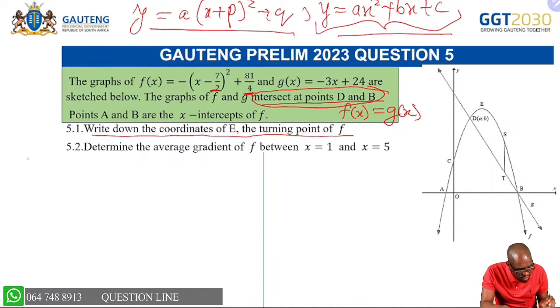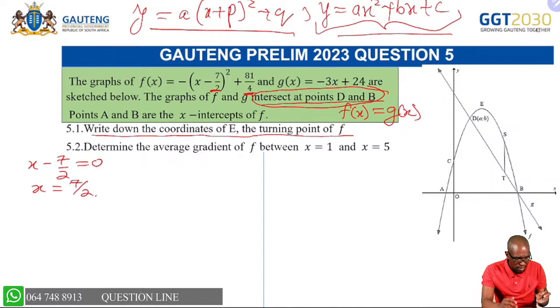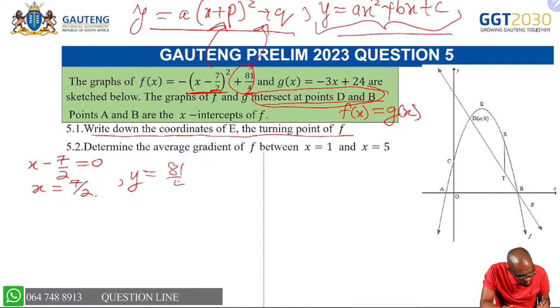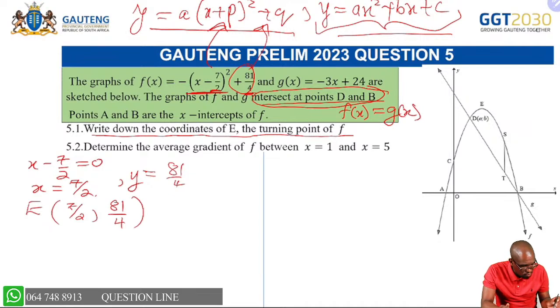So you can see that in the equation, x minus 7 over 2 is equal to 0. So x is equal to 7 over 2. That is your axis of symmetry. By just taking this and equating it to 0, y would be equal to that, because that is the form it takes. So you'd have that y is 81 over 4. So the coordinates of your turning point, E, would have an abscissa of 7 over 2 and an ordinate of 81 over 4. Right, that would be your 5.1.